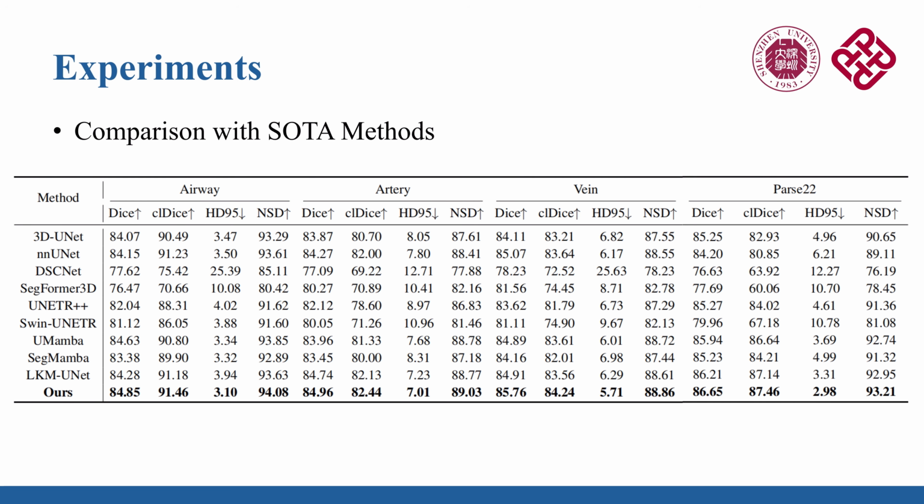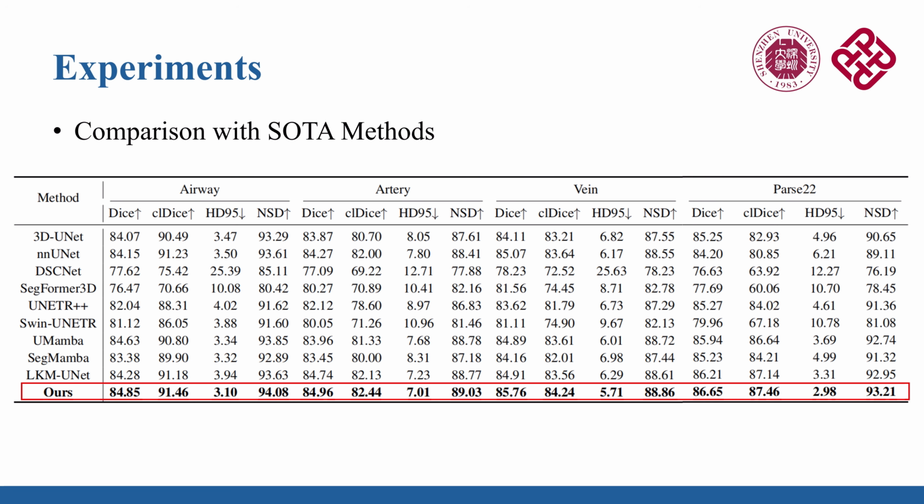In the quantitative experiments, we compare our method with various state-of-the-art methods. Our method achieves the best results in terms of DICE, centerline DICE, HD95, and NSD. Specifically, DICE, centerline DICE, HD95, and NSD evaluate overall segmentation accuracy, connectivity, spatial similarity, and surface alignment, respectively. These results demonstrate that VesMamba is not only effective for single-target vessel segmentation, but can also handle more complex multi-target segmentation tasks.